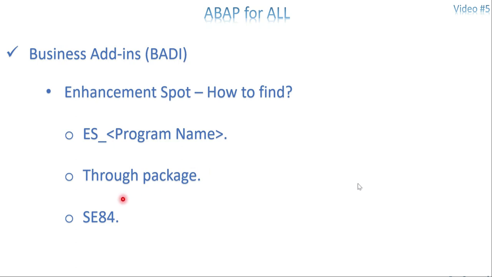And the final one is the transaction that plays a major role in finding an enhancement spot or BAdI: SE84. So you can find through a package or through your industry hierarchy, or some other searching options are also available. I want only a type of BAdIs, kernel BAdI, classic BAdI, classical BAdI. So these are possible in SE84. So you are able to find the enhancement spot also through the SE84 transaction.